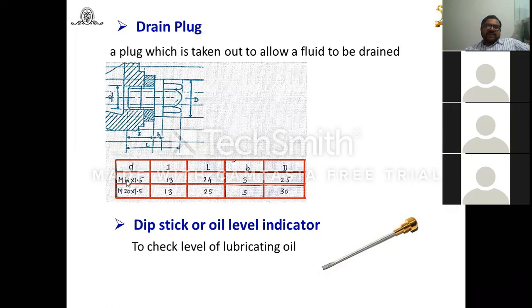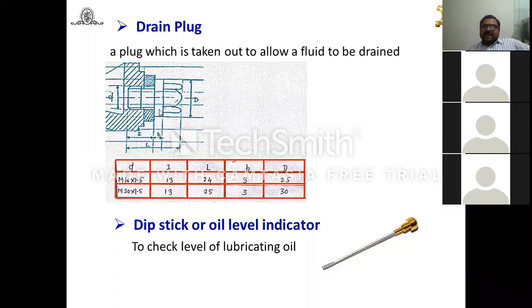So again, what you have to do, generally M16, M20 or M12 bolts are available. Drain plugs are available in different sizes. You can select it from the catalog also, or from manufacturers. Drain plug manufacturing companies are also there. You can select from them also.